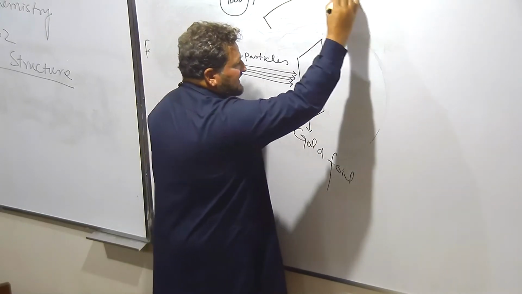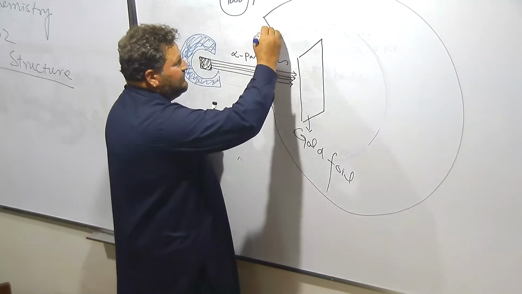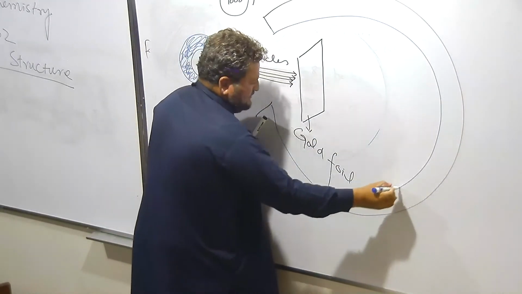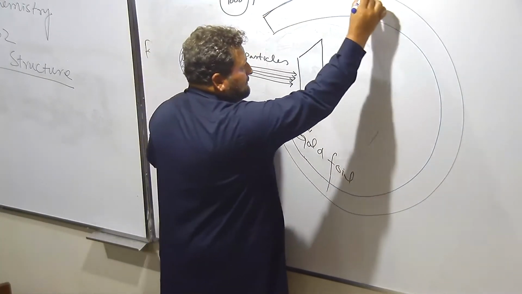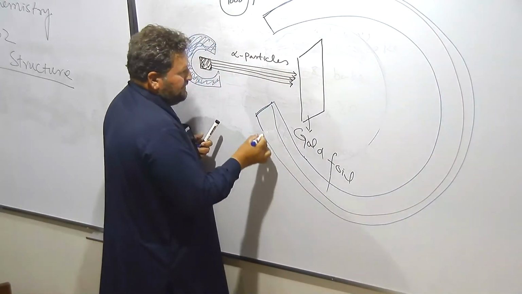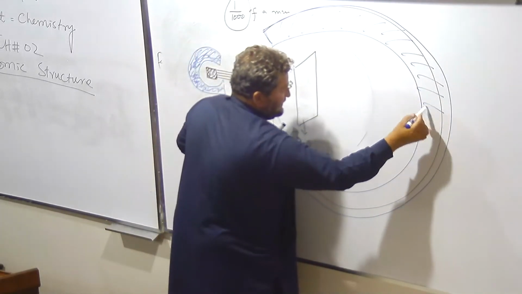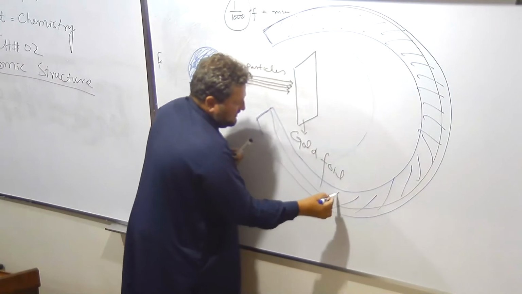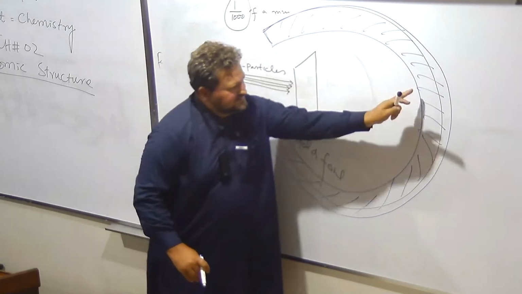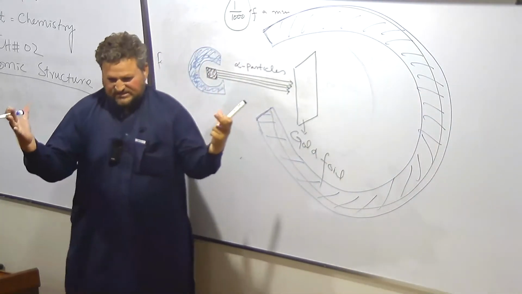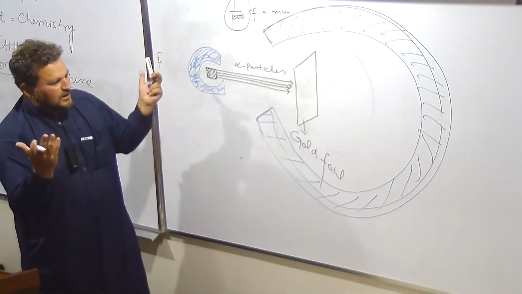And he placed a screen around this. This screen actually detects any type of radiation which falls upon it. This is a fluorescent screen. It may also be a photographic plate, but actually he took a fluorescent screen. When any radiation strikes this screen, it produces flashing or sparkling or fluorescence or glow, whatever you call it.